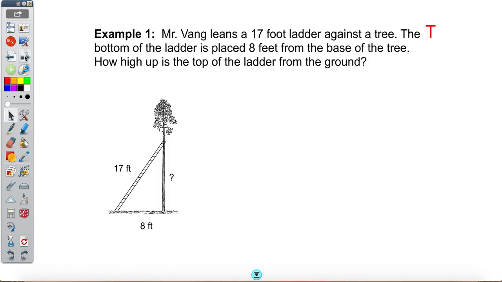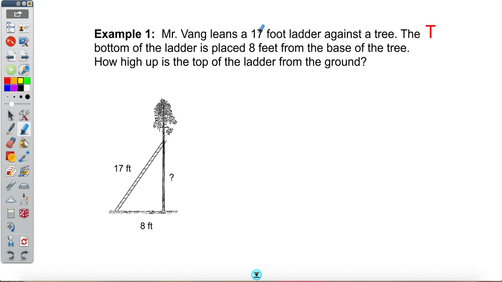With that, our first example: Mr. Vang leans a 17-foot ladder against the tree. The bottom of the ladder is placed 8 feet from the base of the tree. How high up is the top of the ladder from the ground?